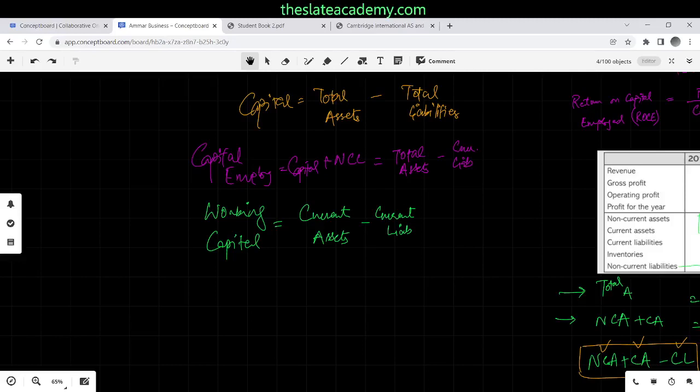Got it? These are three different equations or things in which we use the term capital, but they're all three different. Okay. Yeah.